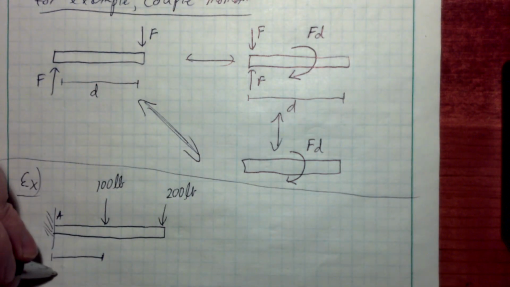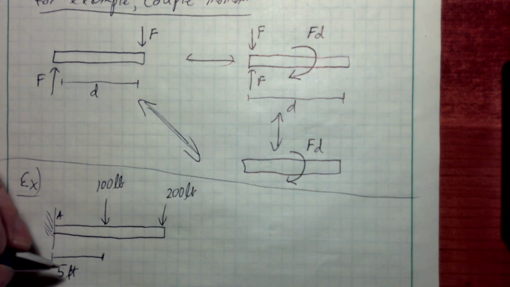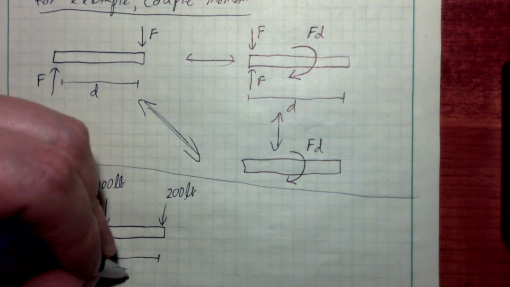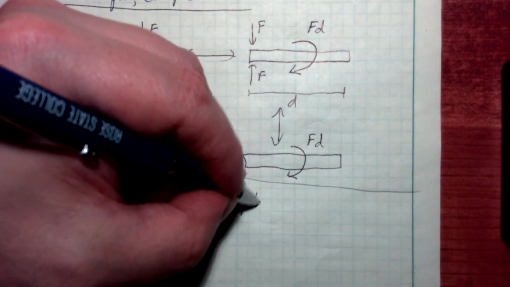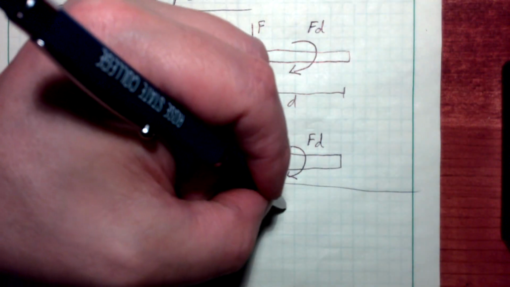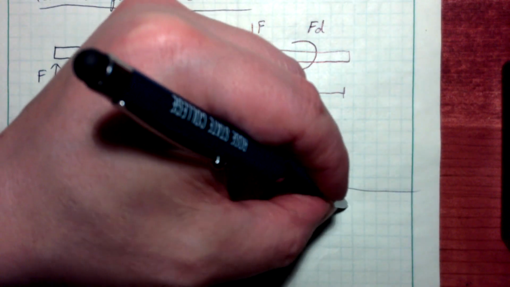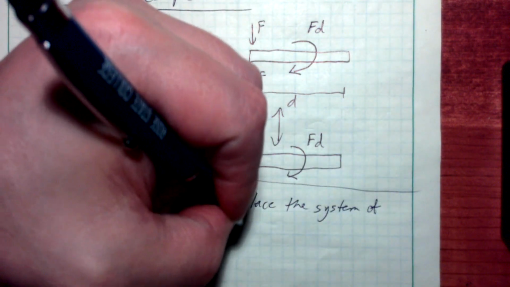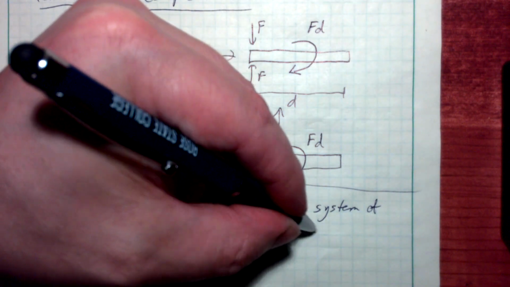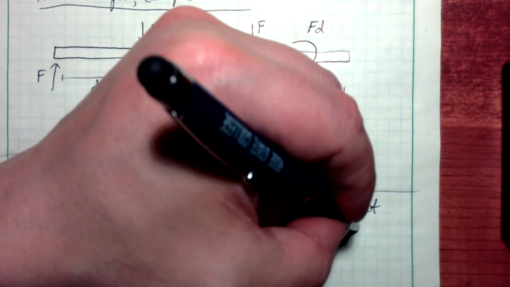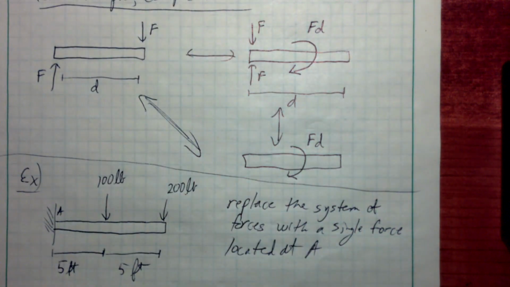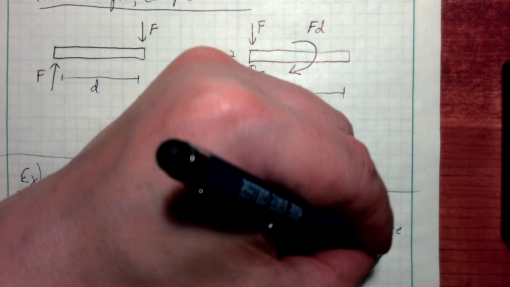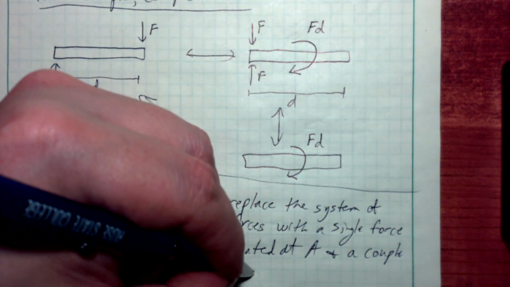And this is a 10-foot long pole. So 5 foot out here, 5 more foot out to the end. So 10-foot long pole. And the problem might say something like this: Replace the system of forces with a single force located at A and a couple moment.